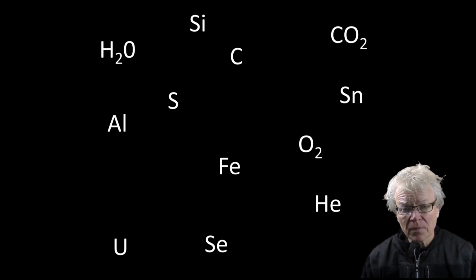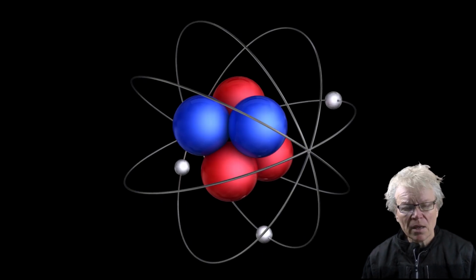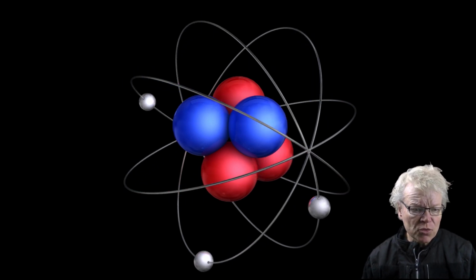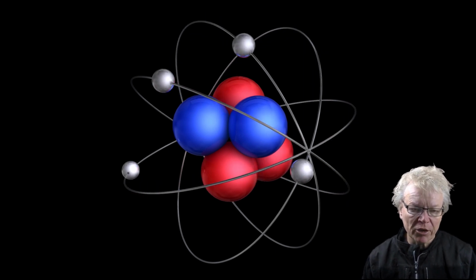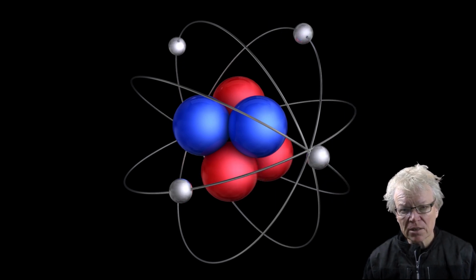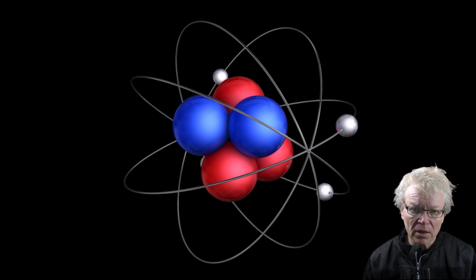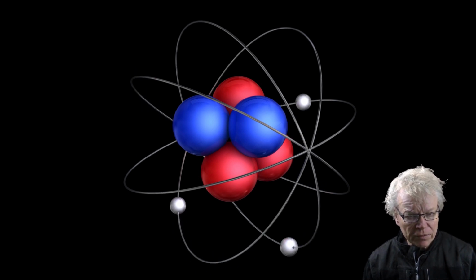So let's have a look at that in a bit more detail. Each of the elements are made up of what's known as an atom. Now, you've heard of atoms. And this is a sort of a stylized diagram or a simplified diagram of what an atom is. So an atom consists of a nucleus, and in the nucleus are neutrons and protons. And then whizzing around the nucleus are electrons. Now, the number of neutrons and protons in the nucleus is actually important.